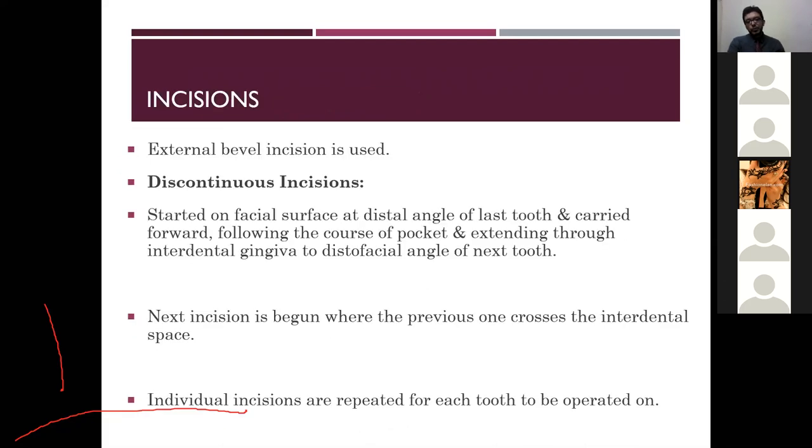You have got two types of incisions. You can give a continuous incision or a discontinuous incision. Continuous incisions start from the distal tooth and go to the anterior tooth. In discontinuous incisions, you have to start from the distal line angle of one tooth, then go to the next tooth and stop at every area, but you have to make sure that the incisions overlap and they should fuse with each other. But you have to give repeated incisions.